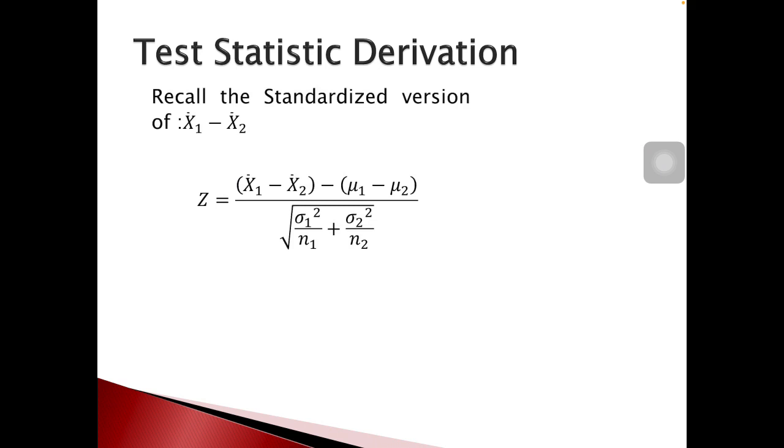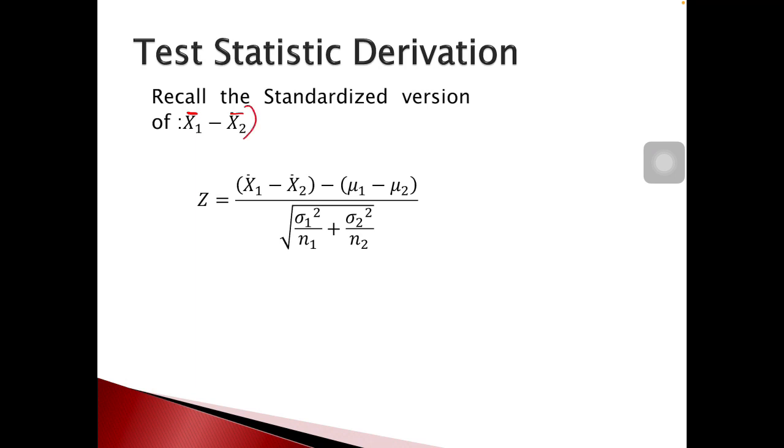This is our test statistic. If you need to check the inference, we have only two approaches, critical value approach or p-value approach, to get the results. We need to find the test statistic and alpha, which gives the critical value. This is the standardized version of what we are going to find.